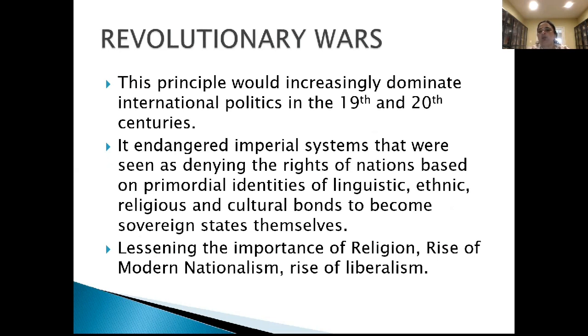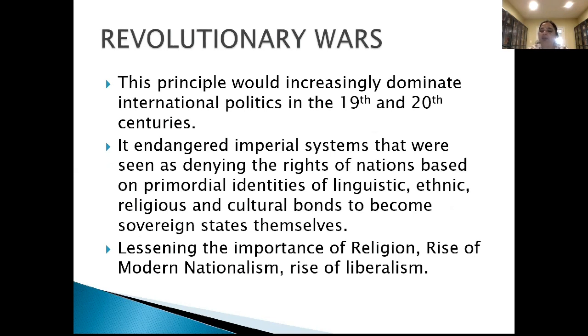And what other things came about with these two revolutions? This principle would increasingly dominate international politics in the 19th. Most of you know, one of the 14 points of President Woodrow Wilson after the First World War, the Paris Peace Conference, was national self-determination.